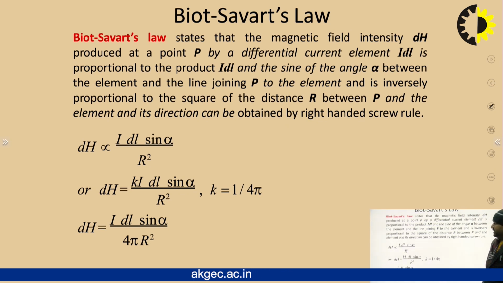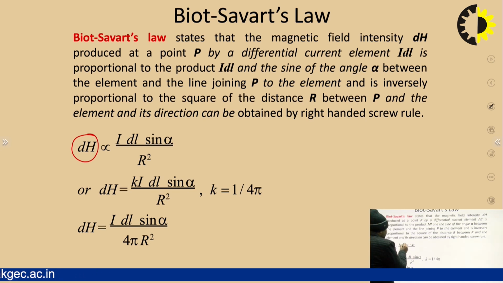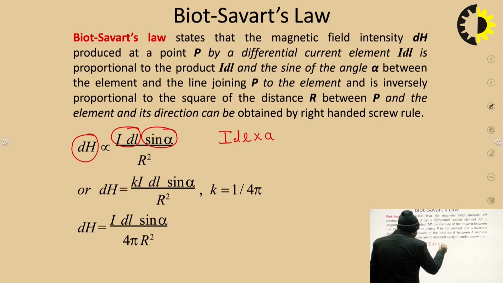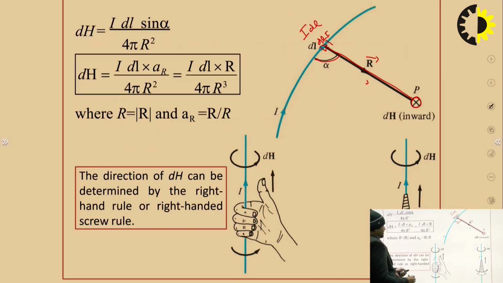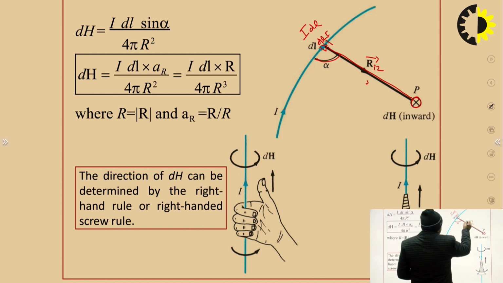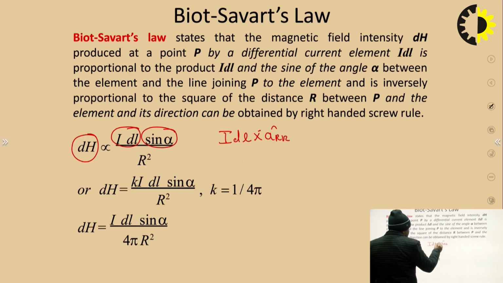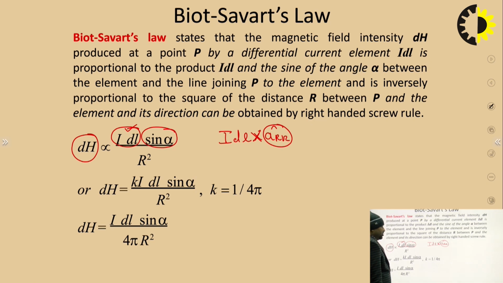So dH is the differential magnetic field intensity, which depends upon the filamentary element I dl and the angle between them, the sine alpha, or we can say I dl cross aR12, where aR12 cap is the unit vector in the direction of P. If we open this cross product, we take the magnitude of I dl, and the magnitude of the unit vector is 1, and the angle between them is alpha, so we calculate I dl sine alpha.